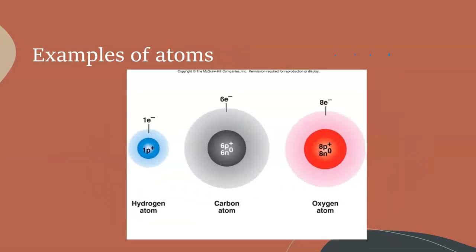Here are some examples of different atoms. Here we have a hydrogen atom, and this one has one proton, no neutrons, and one electron. Okay? Carbon has 6 protons, 6 neutrons, giving the atomic mass of 6 plus 6 equals 12, and 6 electrons. Oxygen has 8 protons, 8 neutrons. 16 would be oxygen's atomic mass, and it has 8 electrons. Okay?